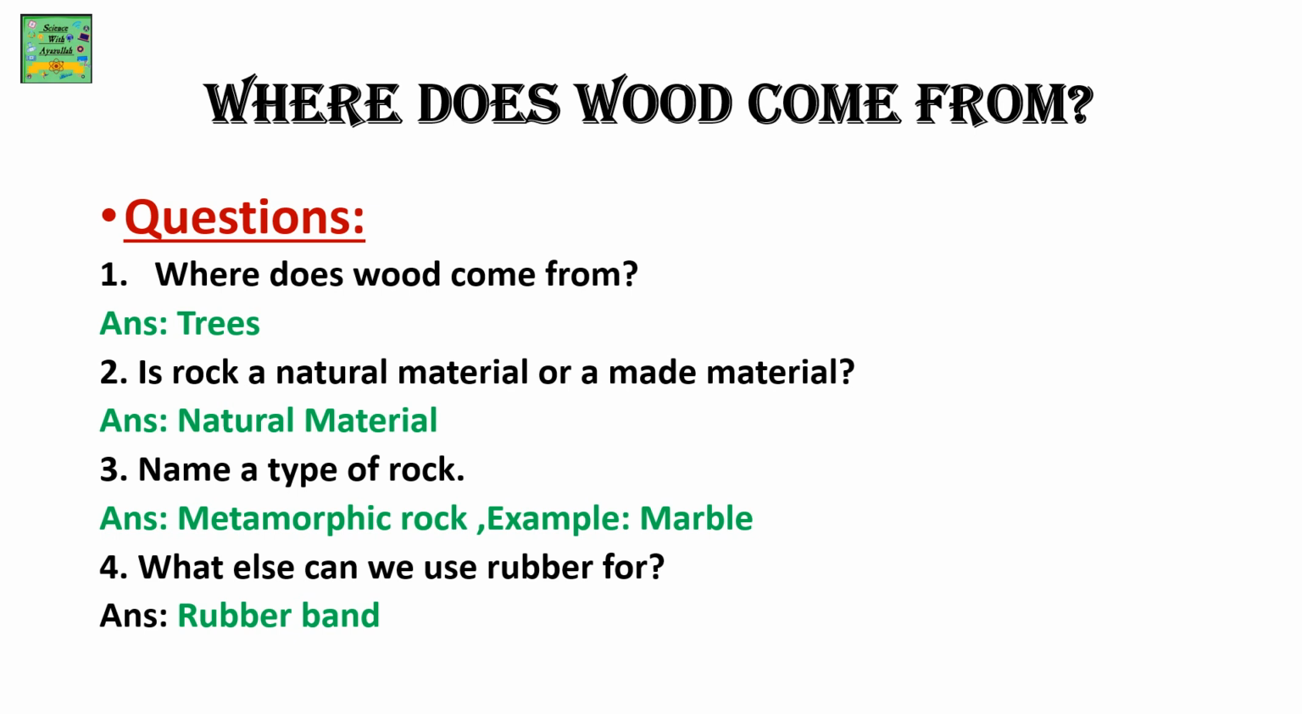Where does wood come from? Trees. Is rock a natural material or a man-made material? Natural material. Name a type of rock. Metamorphic rock, example marble. What else can we use rubber for? Rubber band.